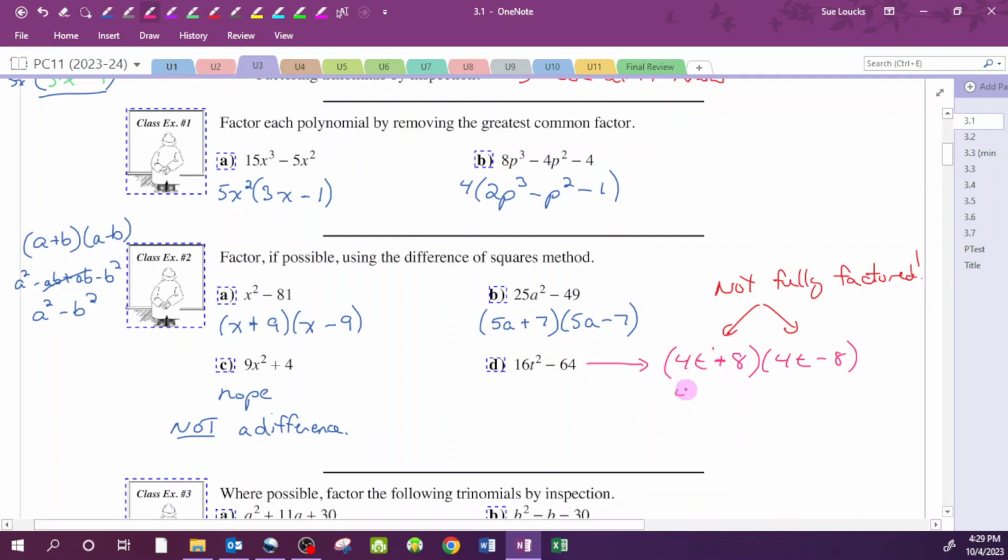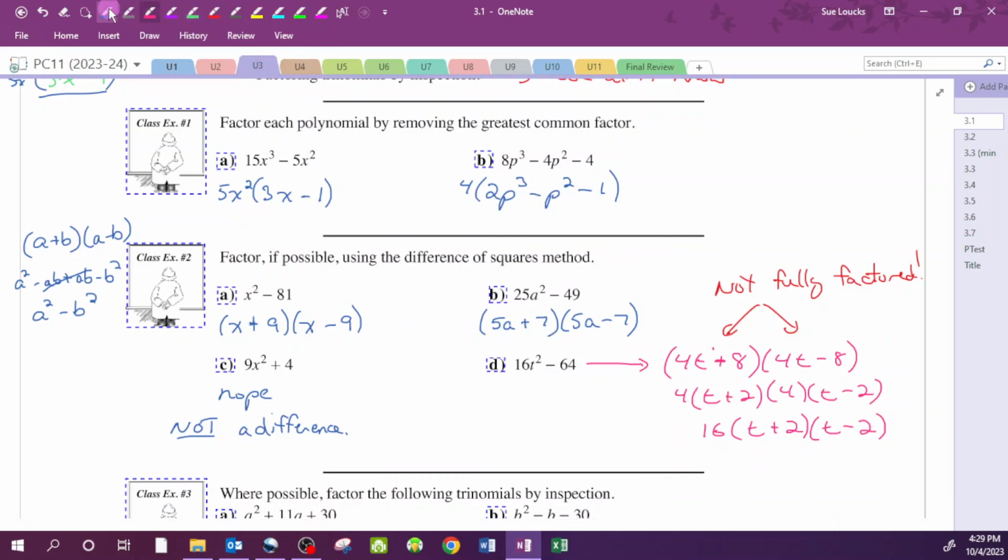So this becomes 4 times (t plus 2) times 4 times (t minus 2). And then if I multiply the 4's together, I get 16 times (t plus 2) times (t minus 2). And I'm finished now because that's as far as I can factor. So you always check whenever you get down to your last answer. Just double check to see if anything else can be factored.